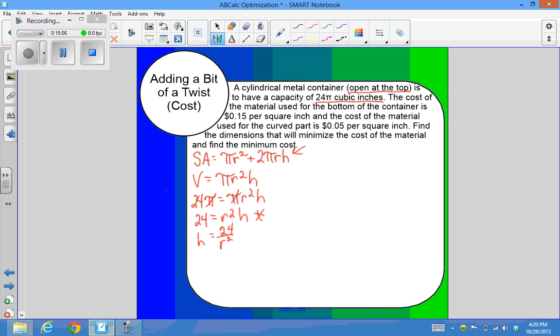So now I go back into my surface area equation, and that's going to be pi r squared plus 2 pi times r times 24 over r squared, because that's my h value. Okay, well, I'll have an r cancel there, so my final surface area formula here will be pi r squared plus 48 pi over r.